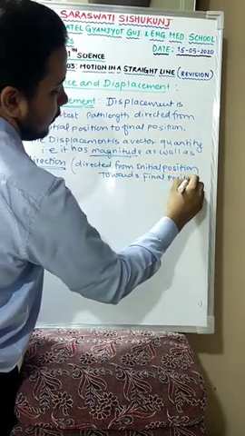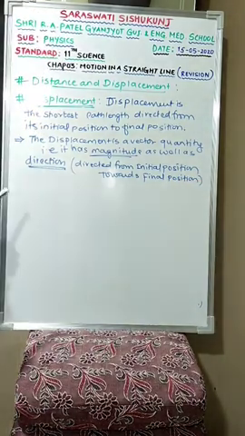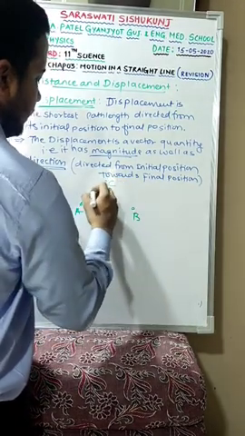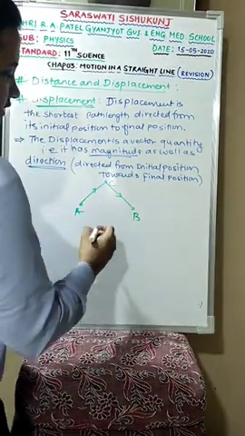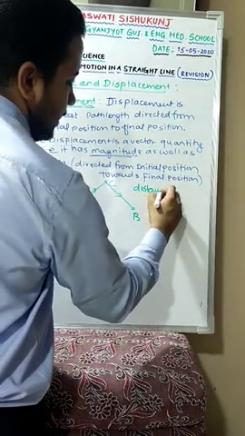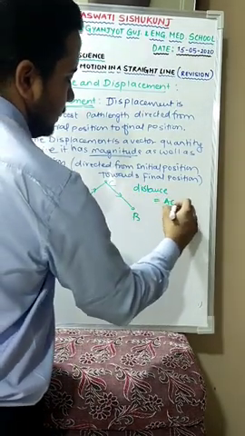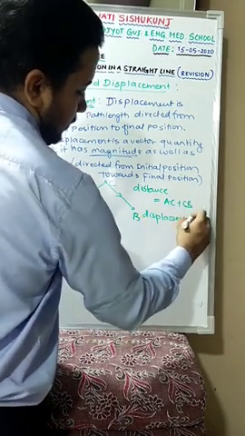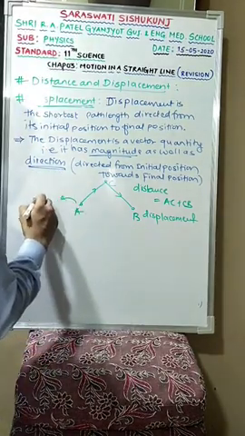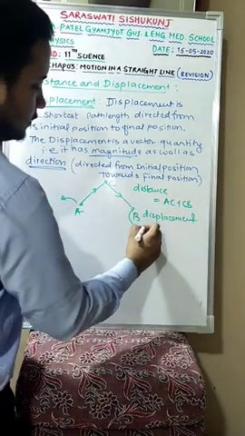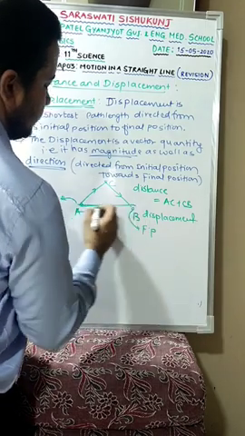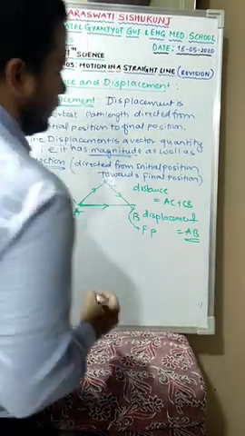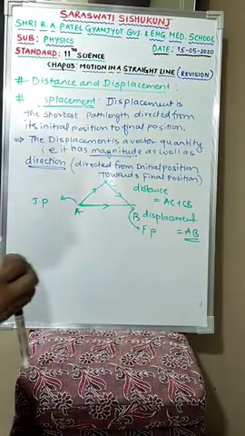Is this clear? Suppose we take the same example, where the particle moves from A to B via C. Then it is AC, CB. The distance is the actual path traversed, that is AC plus CB. If somebody asks you displacement, this is your initial position and this is your final position. So the shortest distance between initial and final position, directed from initial to final, that is the displacement, which is equal to AB. Is this clear?